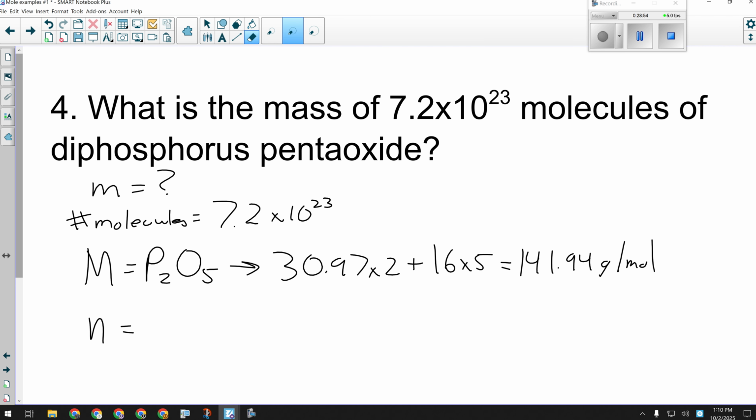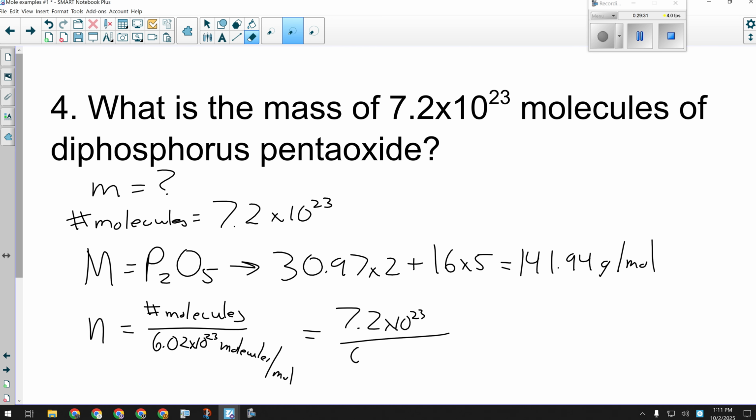Okay. Molecules divided by Avogadro's number. Right. Molecules divided by Avogadro's number, which remember represents the number of molecules in 1 mole. Okay. So if I divide those two numbers, that will get me the number of moles, right? Because I'm going number of molecules divided by 6.02 times 10 to the 23, essentially molecules per mole, right? So the molecules would cancel and I'd be left with moles. Okay, so when I do that, that's going to be 7.2 times 10 to the 23 divided by 6.02 times 10 to the 23.